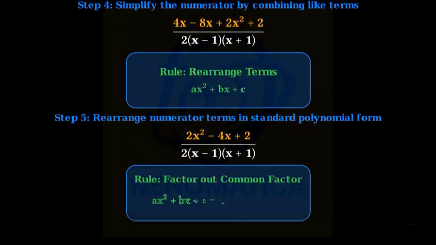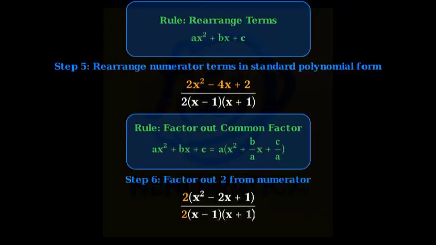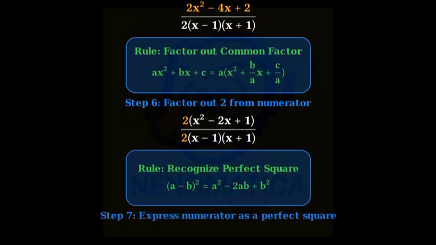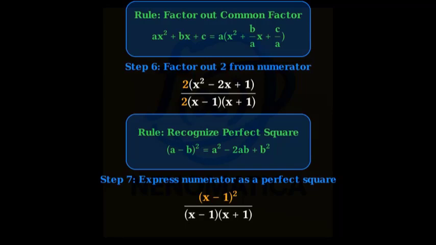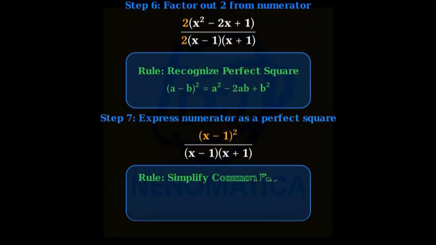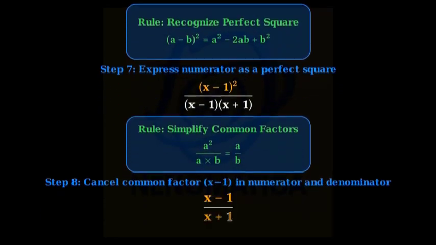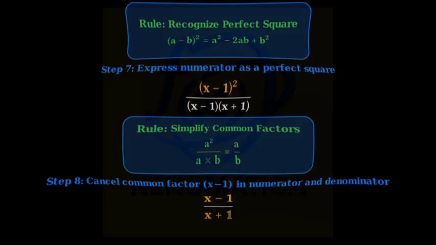Step 6. Factor out a 2 from the numerator. Step 7. Recognize the perfect square in the numerator: x squared minus 2x plus 1 equals quantity x minus 1 squared. Step 8. Cancel the common factor of x minus 1 between numerator and denominator to get the simplified result.